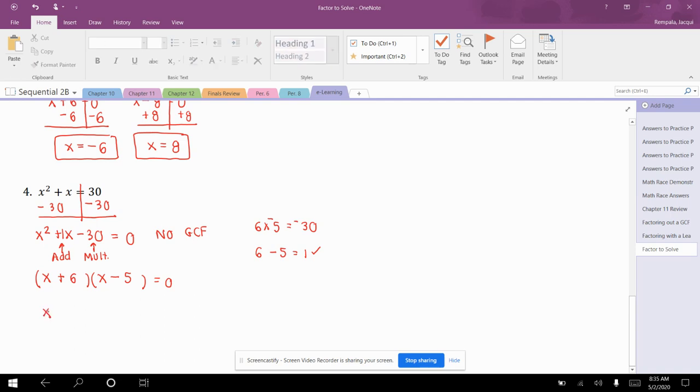Now that I've factored, I'm going to set each factor equal to 0 to finish solving for x. So I'm going to subtract the 6 to get the x by itself. 0 minus 6 is negative 6, and that's one of my answers. To move the 5, I'm going to add it. And 0 plus 5 is 5. And there are my two solutions.